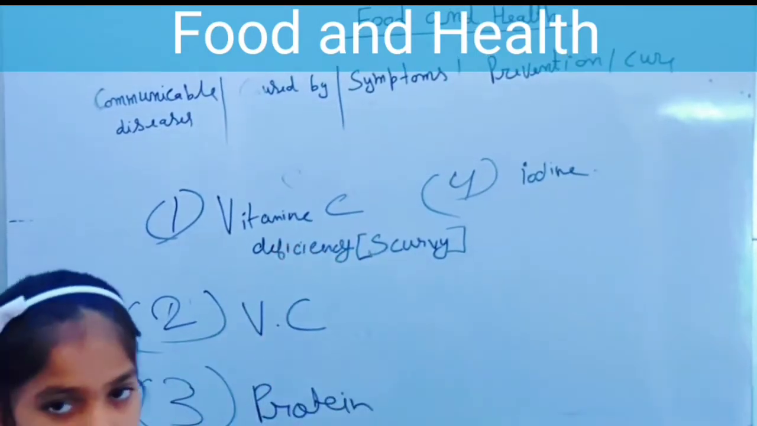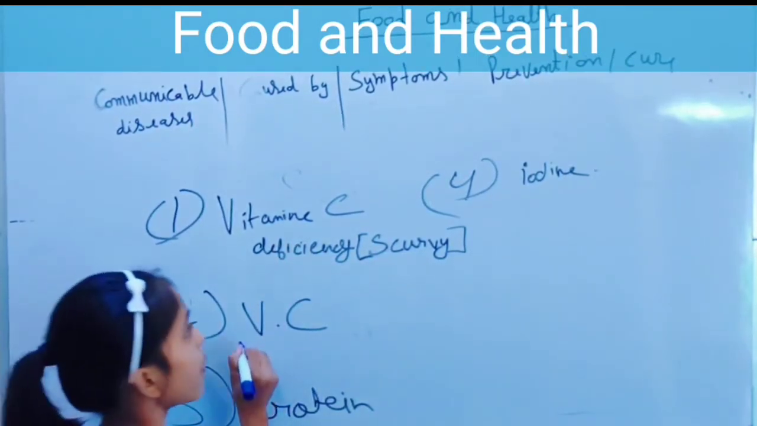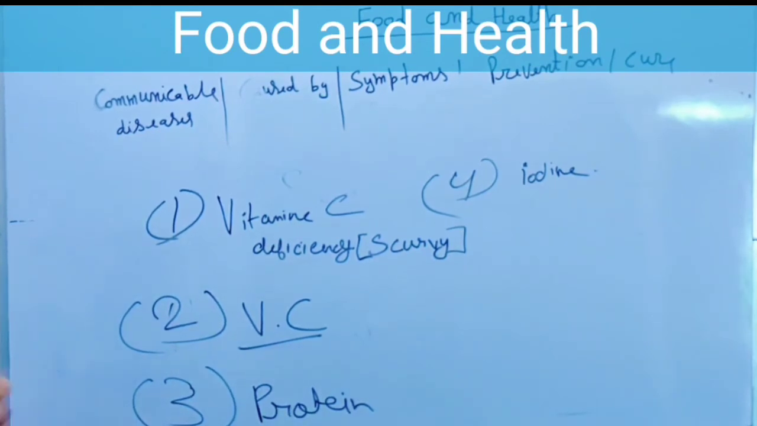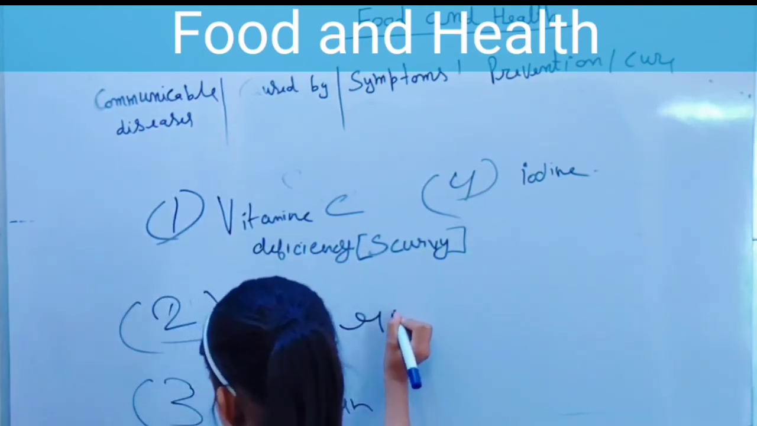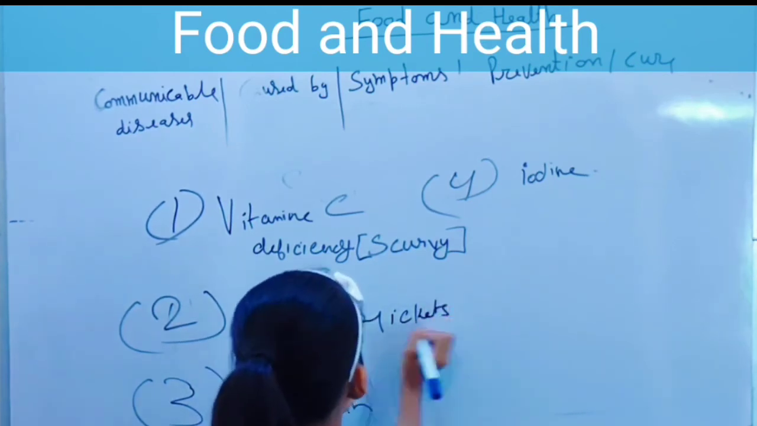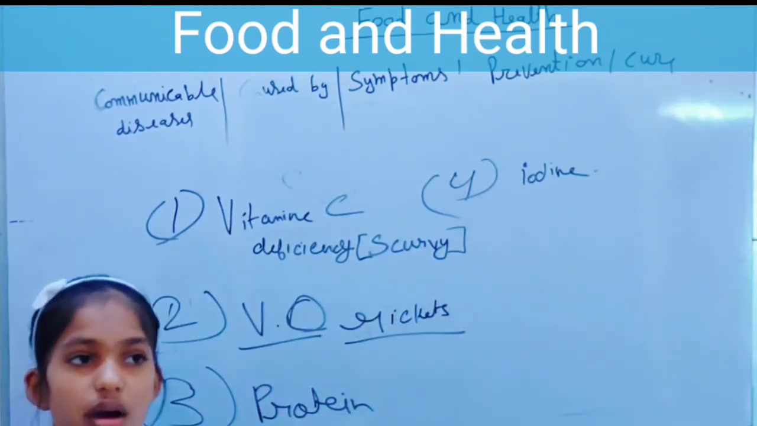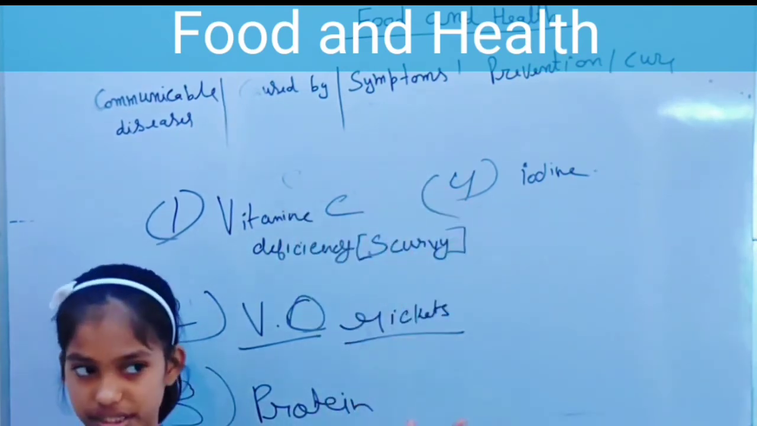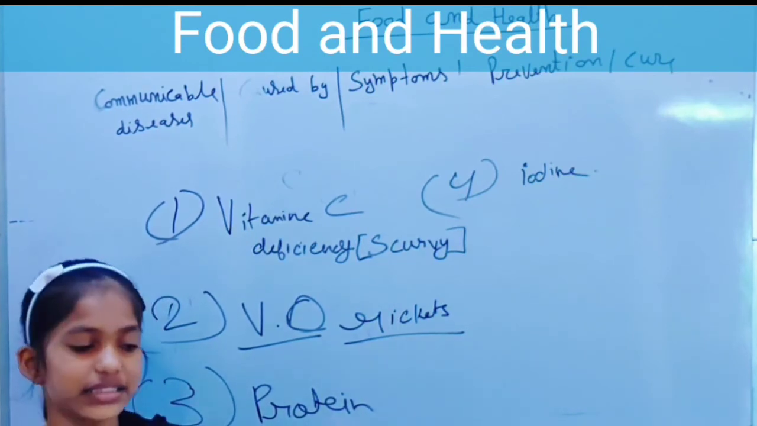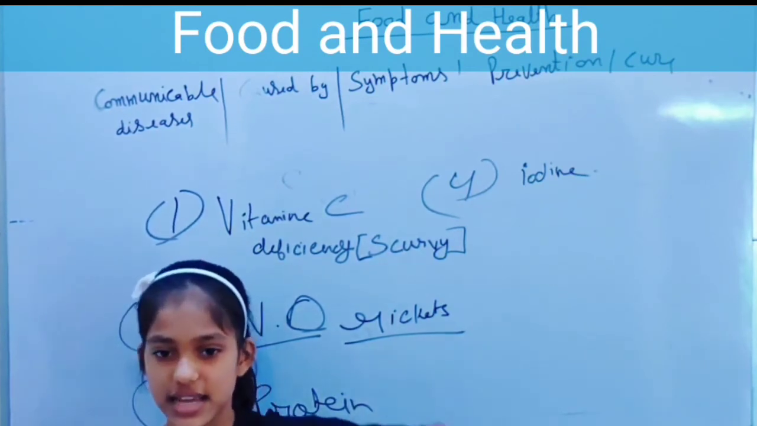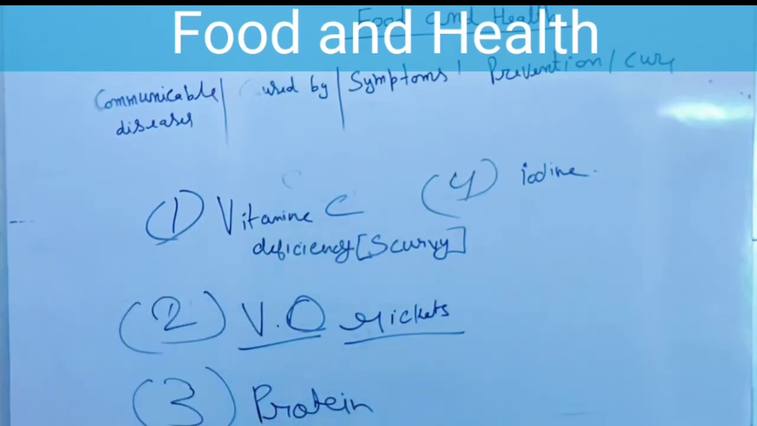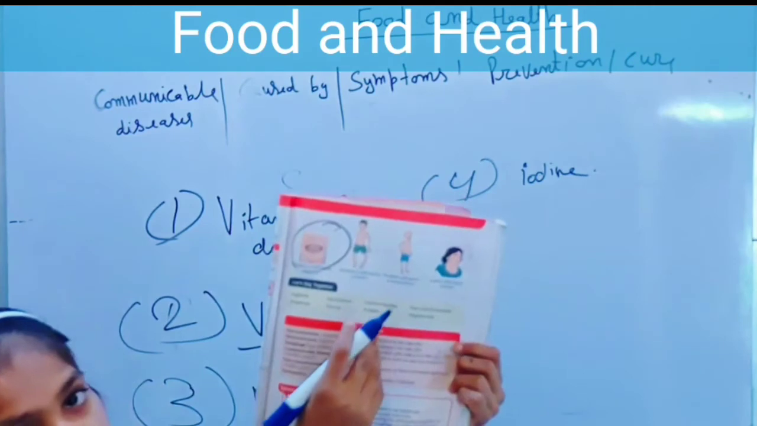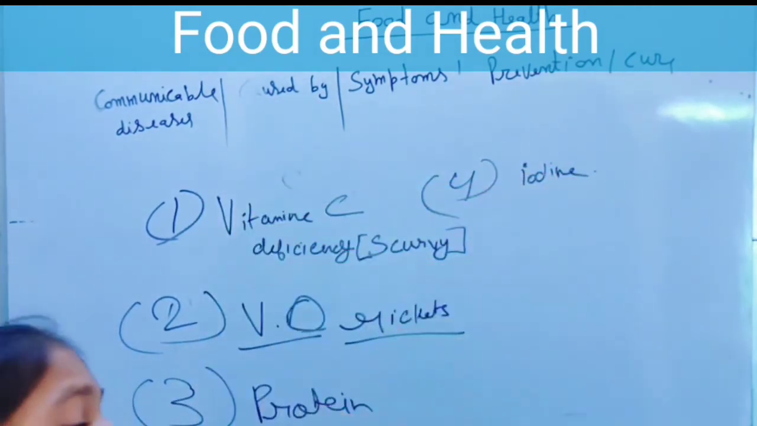Now the next disease is caused by vitamin D, and that is rickets. In rickets, our bones get tilted. This is my hand, here it is straight. In rickets, your leg will get tilted like this. Here I am showing you the picture, so you can see. So this is rickets.